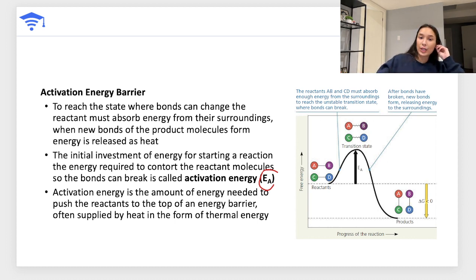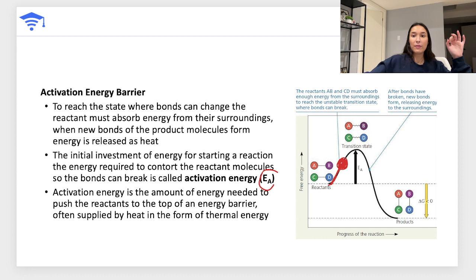So activation energy is the amount of energy needed to push the reactants to the top of an energy barrier, and it's often supplied by heat in the form of thermal energy. So the reactants have to get to the top of their activation energy barrier. This is not an option. If they only absorb, let's say, energy up until this point, where I'm putting in red here, the reaction is not going to happen. You're not going to get any products. You have to get to the top of that barrier. It's called a barrier because the reactants kind of have to jump over it, get over that top part.